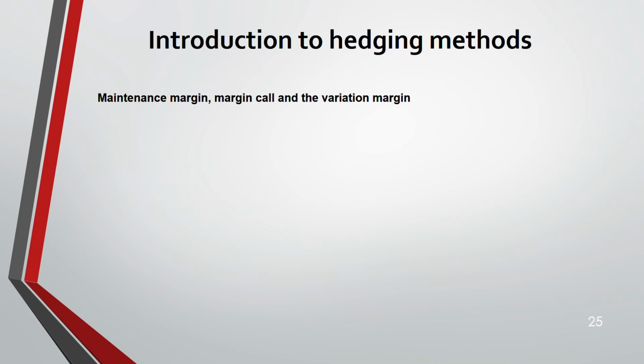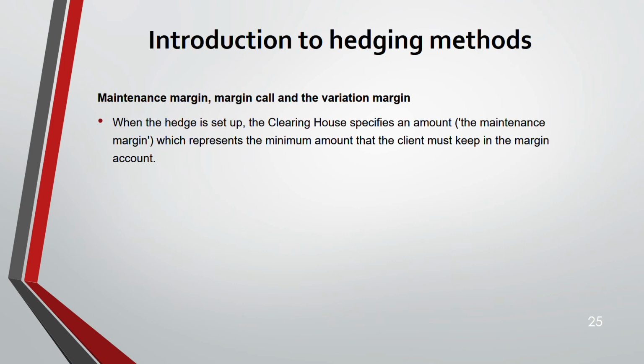Next we have these three: maintenance margin, margin call and variation margin. What is maintenance margin? It's like you need to maintain that account. It should not fall below a minimum level. There should be a minimum level that you can let your account fall to. Below that it cannot fall. After that you have to always keep maintaining it. That is the meaning of maintenance margin.